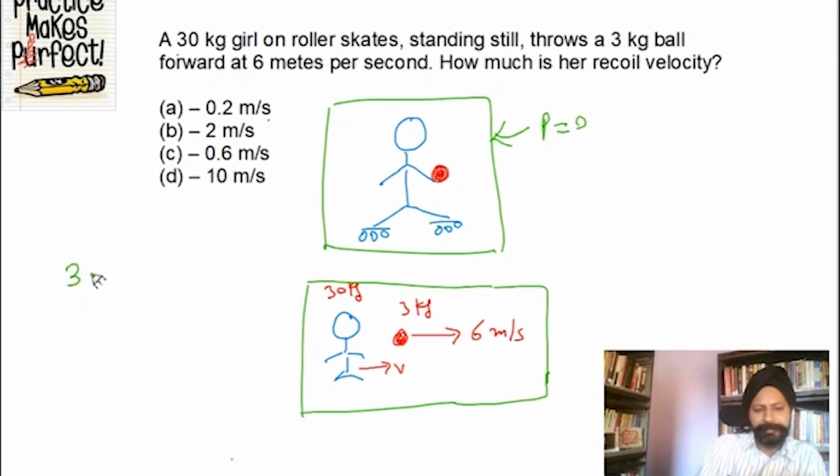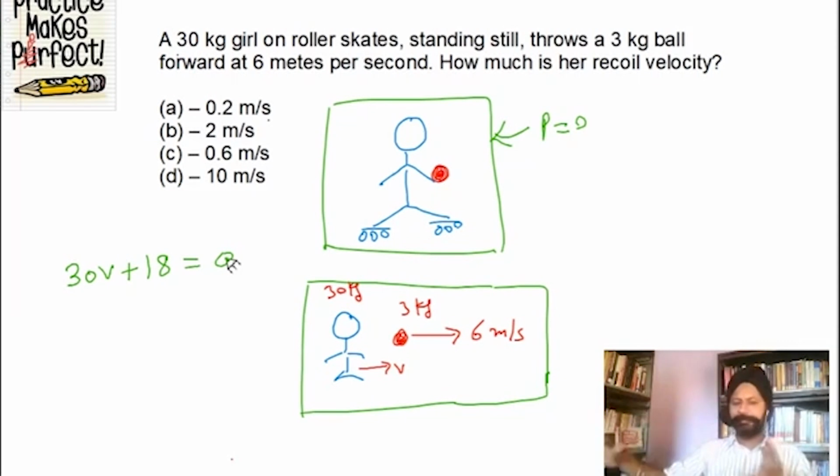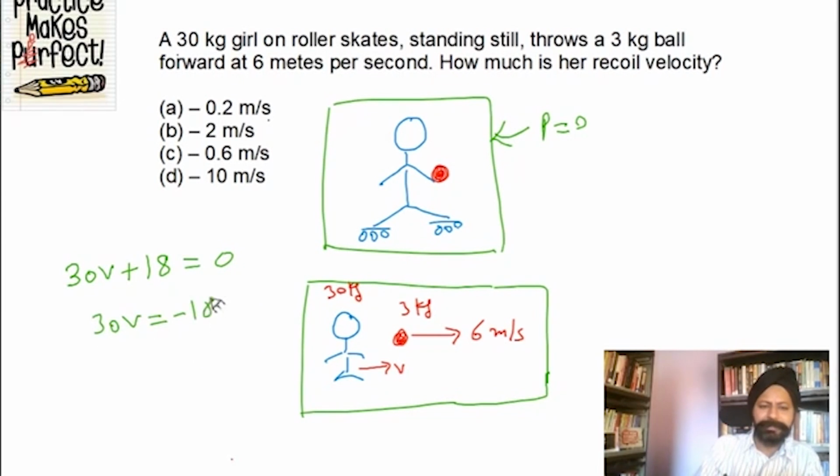तो होगा, अब कितना momentum है? गर्ल का momentum है 30v, है ना? 30 is the kilograms the girl has. v is the velocity that I assumed. Plus बॉल का कितना है, 3 times 6, कितना हो गया, 18 हो गया, ठीक है। इज equal to, it has to be equal to 0 because हमने 0 से स्टार्ट किया था. The bodies can start moving, bodies can have momentum, that's fine, the total has to be 0. अब यहां से तो देखो basic algebra है, इसको तो सिखाने का मतलब भी नहीं बनता. तो v is equal to negative 0.6 meters per second, ठीक है.